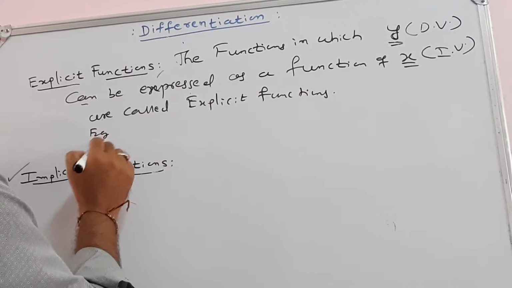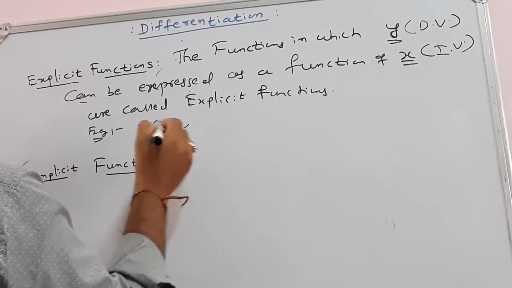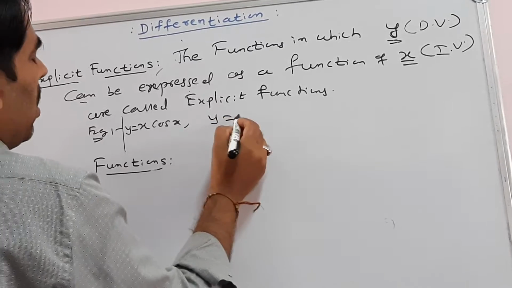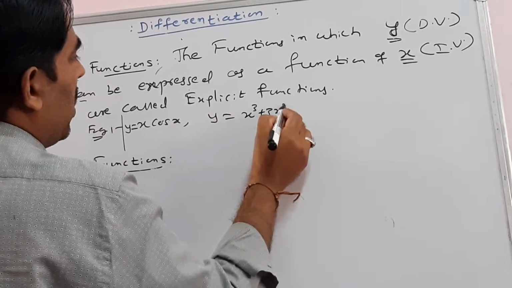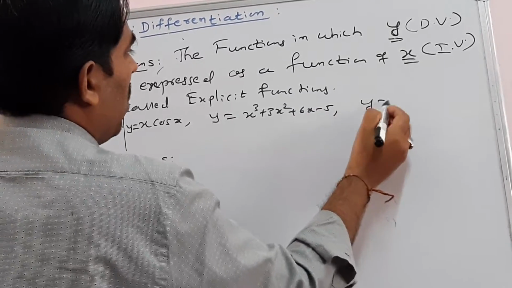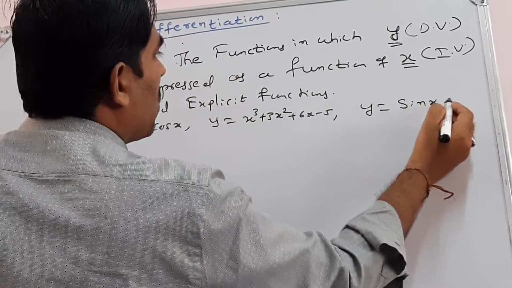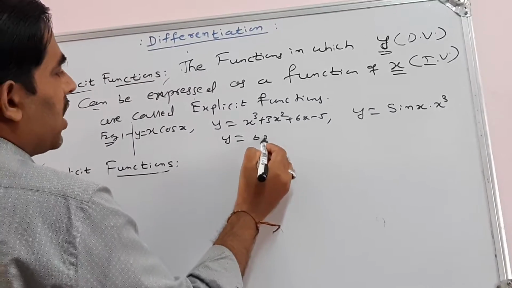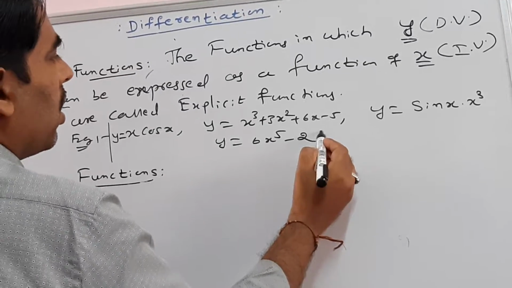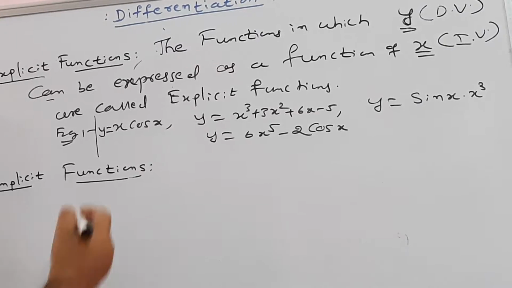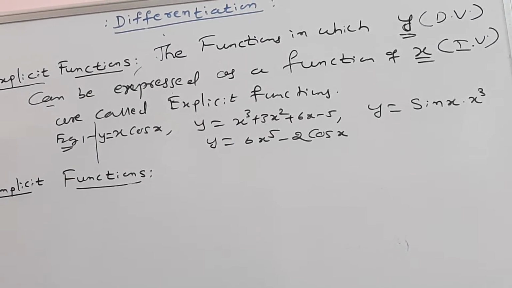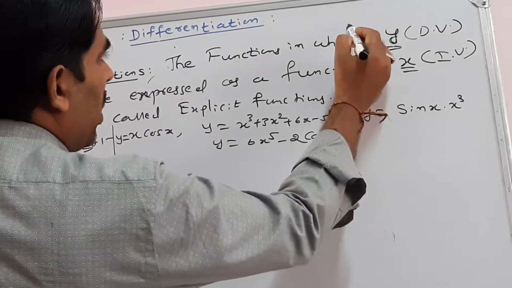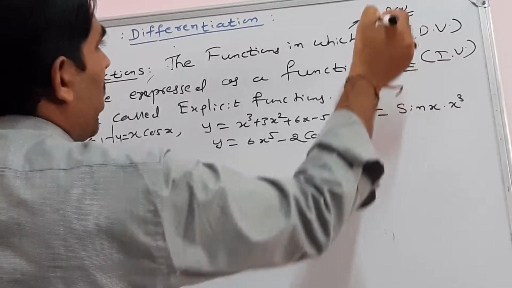For example, as I have written already here, I can write y is equal to x cos x, or y is equal to x cube plus 3x square plus 6x minus 5, or y is equal to sin x into x cube, or y is equal to 6x to the power of 5 minus 2 cos x. Such types of functions are called explicit functions. Clearly all these functions can be expressed in the form y is equal to f of x.